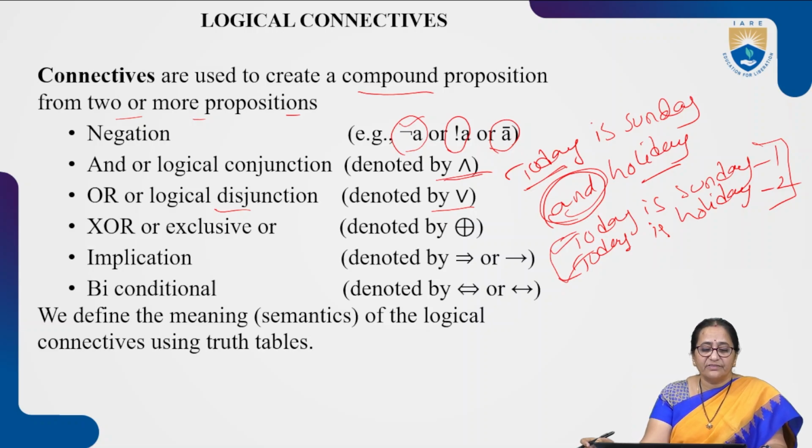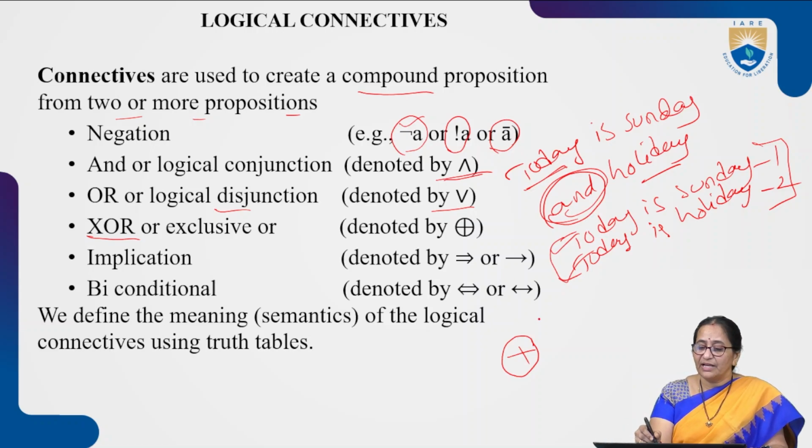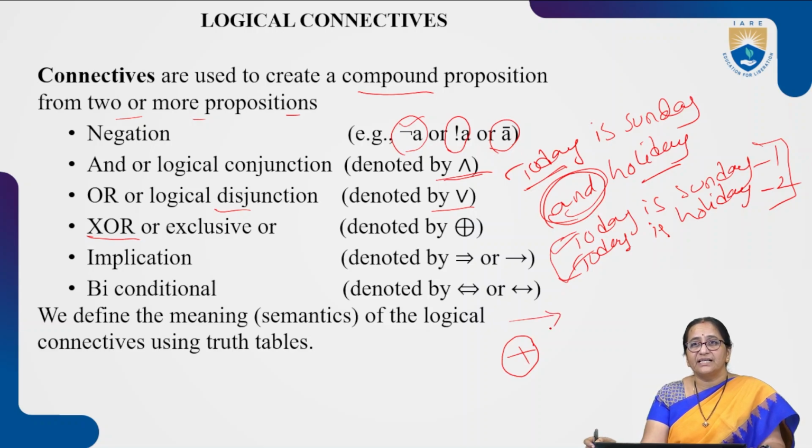Next one is the exclusive OR, the XOR operation. That is also called the exclusive OR operation, denoted with the plus symbol surrounded by a circle. The next one is the implication symbol. We represent implication with only an arrow mark, and we can also represent the biconditional, the bidirectional. We can represent it like this, or like this, with a single arrow or with two arrows.